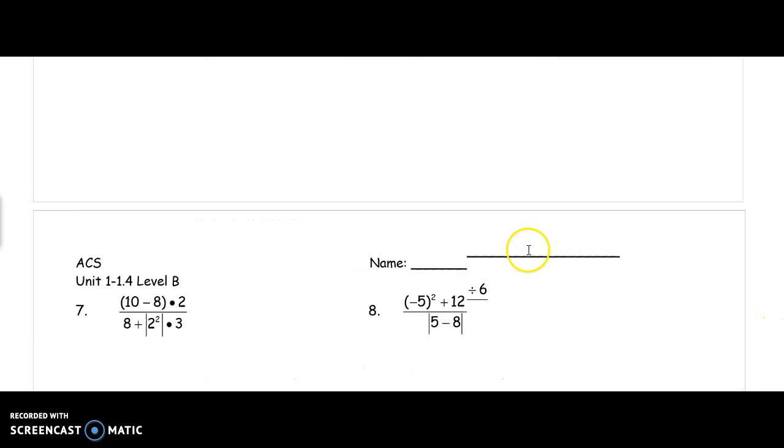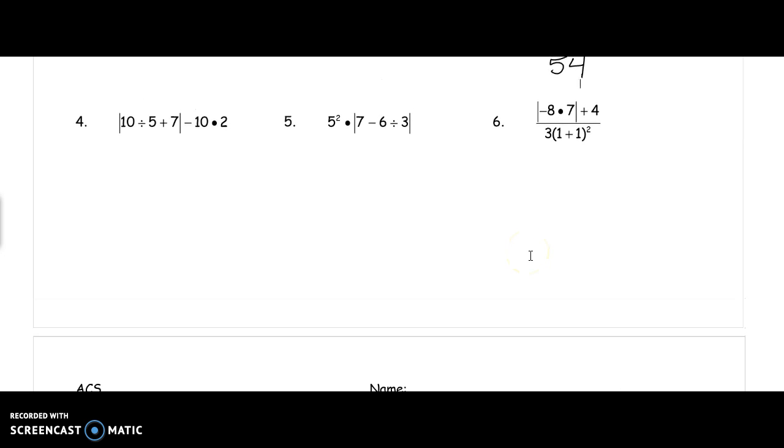Oops, sorry. So here's a couple more problems. Here on the inside of our absolute value bars, we have two operations. We're not subtracting 10 times 2 yet. That is on hold. But the first thing inside of our grouping symbol we can do is division, because division comes before addition. So here's our PEMDAS, right? Division comes before addition. So we have absolute value of what's 10 divided by 5. If you said 2, you're correct.